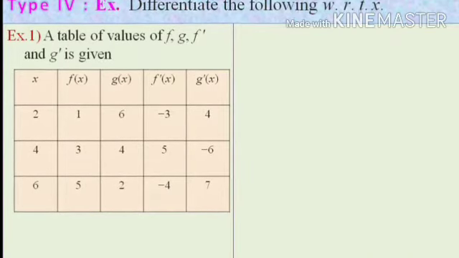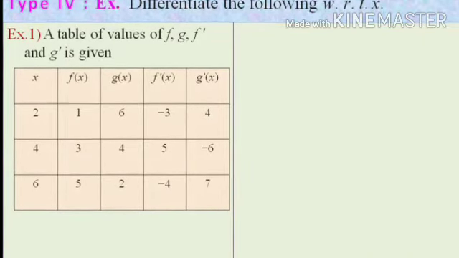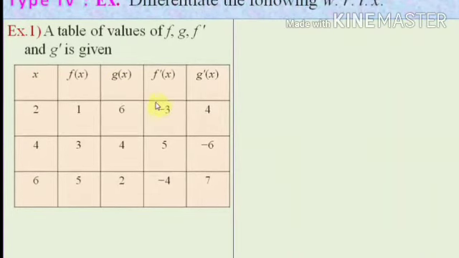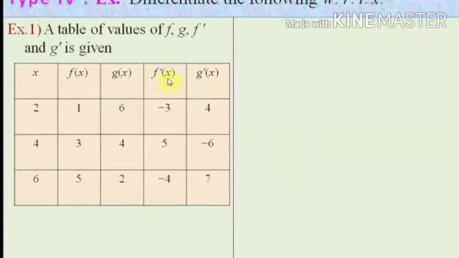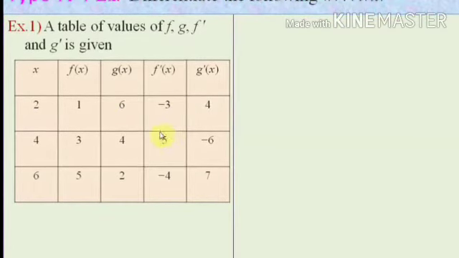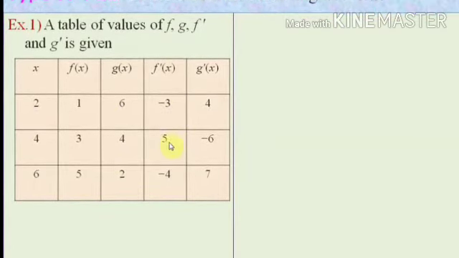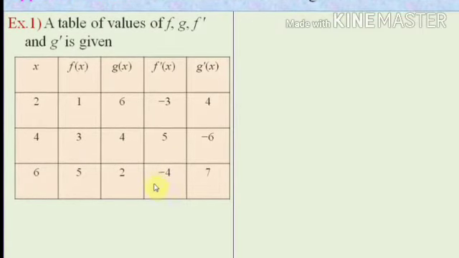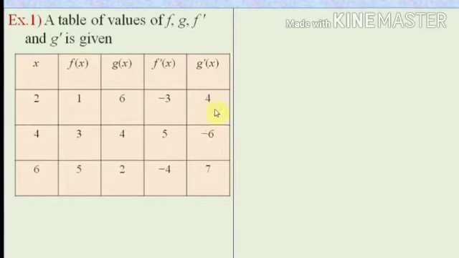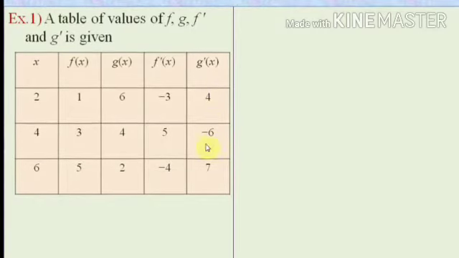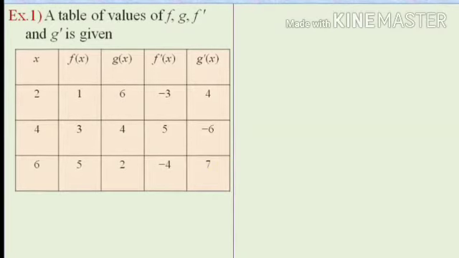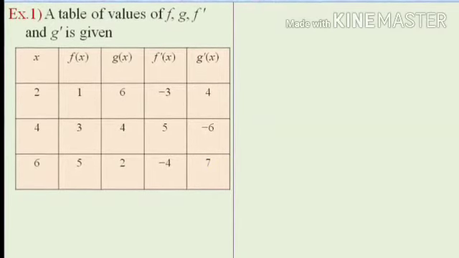Similarly, f dash of x is the derivative of f of x. Therefore f dash of 2 equals minus 3, f dash of 4 is 5 and f dash of 6 is given as minus 4. Similarly, g dash of 2 is 4, g dash of 4 is minus 6 and g dash of 6 is 7. These are the values given in this table.